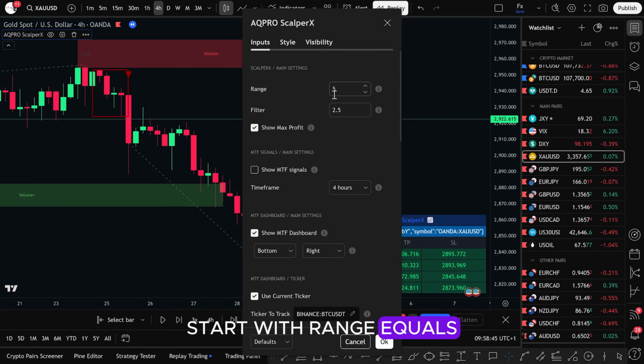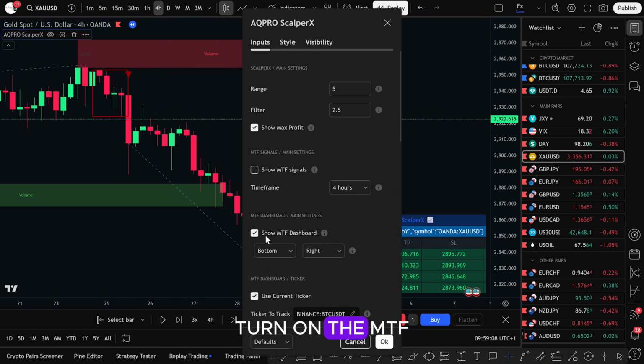Start with range equals 5 and filter equals 2.5 for quick, clean signals. Turn on max profit to see how far trades go. Skip MTF signals unless you want extra confirmation. Turn on the MTF dashboard and set it to bottom right. It shows trade info from 4 timeframes without switching charts.